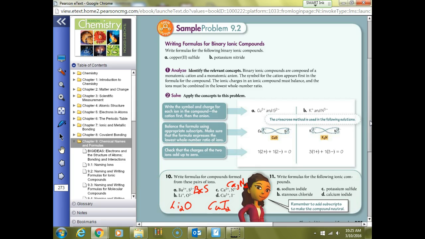and put the correct symbols and subscripts. Anybody want to take a stab at A? Sodium iodide. Mallory? Okay, so NaI. So you hopefully saw that sodium carries a positive 1 charge because it's in group 1. Iodine is in group 7A or 17, so it would carry a negative 1 charge. So it just becomes NaI.